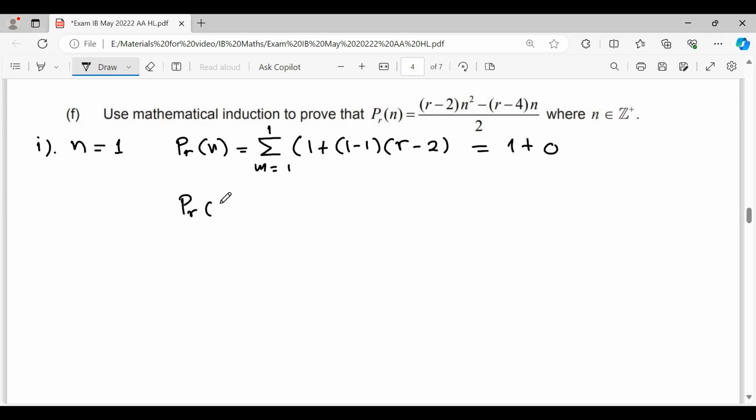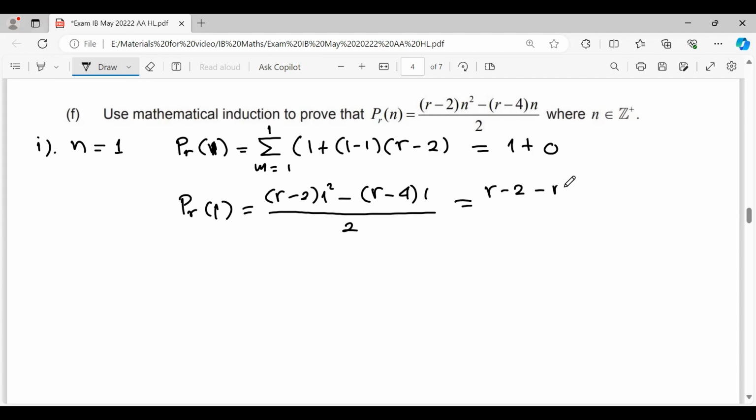And the second function, this one, if n equals 1, this equation becomes r minus 2 times 1 squared minus r minus 4 times 1, over 2, which becomes r minus 2 minus r plus 4 over 2, minus 2 plus 4, 2 over 2 equals 1. So it's 1 as well. Okay.